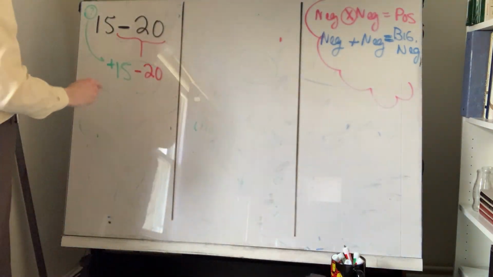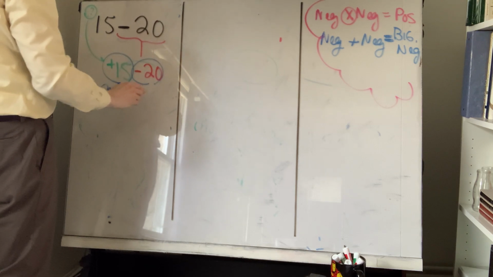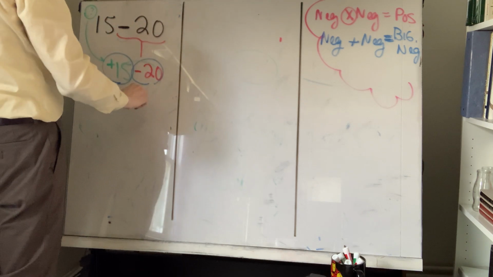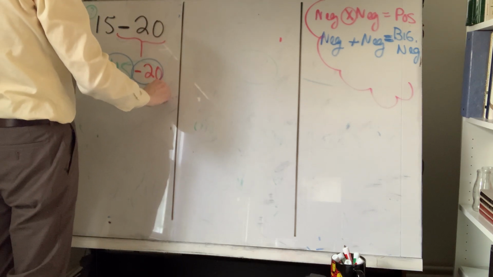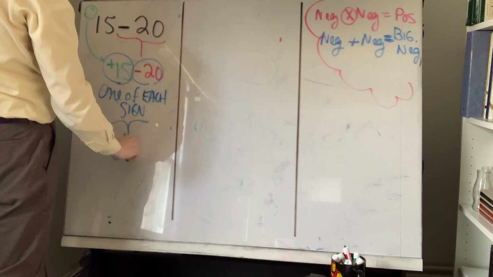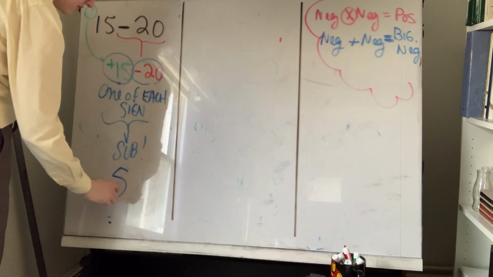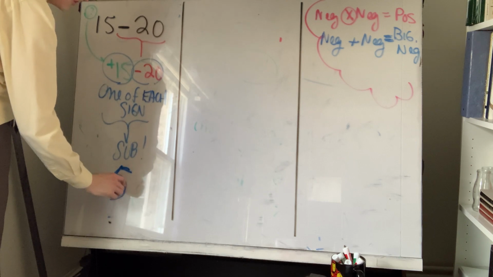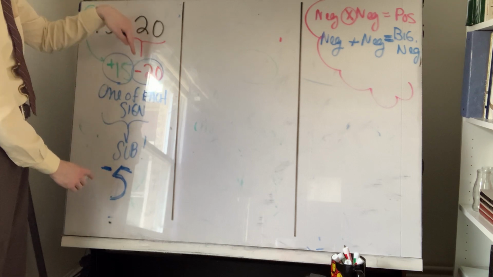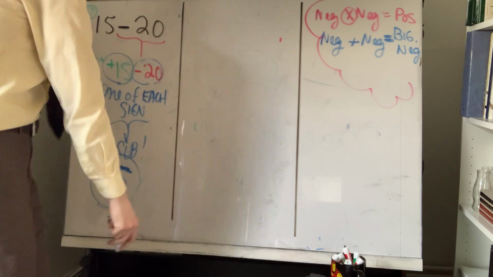So what does that mean really? It means that we have one of each again. We always associate the sign with the number that is immediately adjacent on the right side. One of each sign. So therefore, what are we actually going to do? We're going to subtract. What is 20 minus 15? 5 is the digit, right? What is the sign going to be of 5? Negative, because it matches the larger magnitude. So it's negative. Okay?